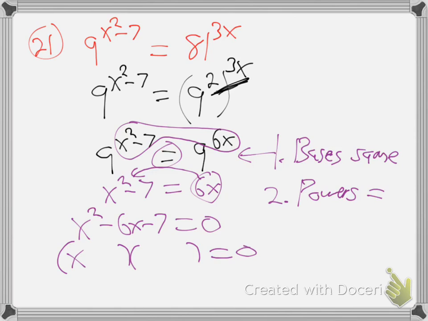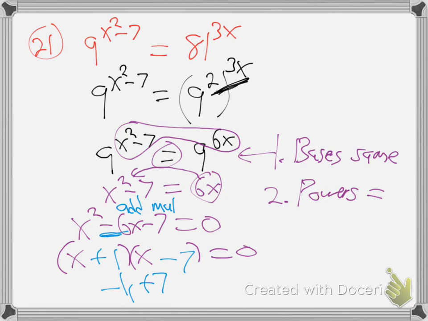Remember how to factor that? We're looking for two numbers that multiply to be minus 7, add to be minus 6. What times what? So 1 times 7. Negative 7 and 1. Negative 7 plus 1 will make negative 6, right? And they'll multiply to be negative 7. So then what are the answers? It's just going to be negative 1 and positive 7. It's always opposite, right?